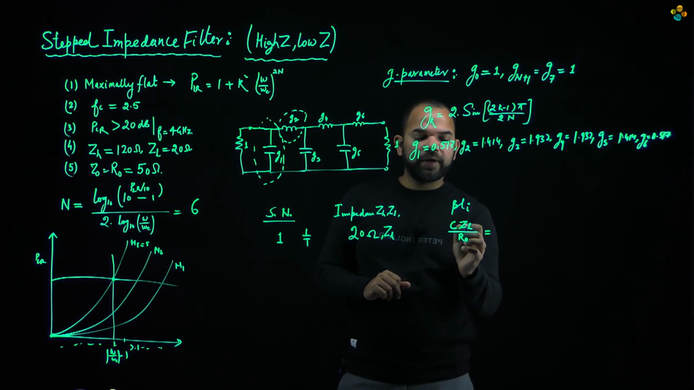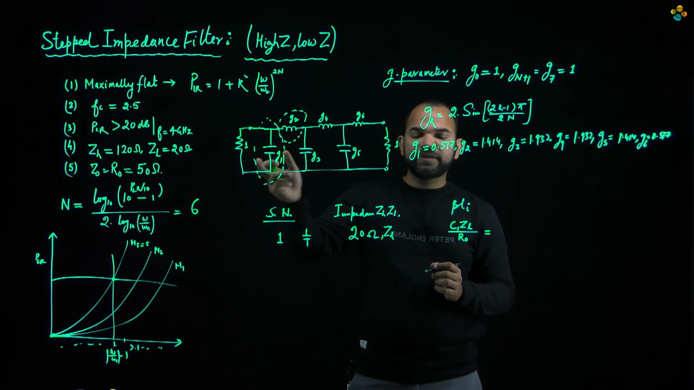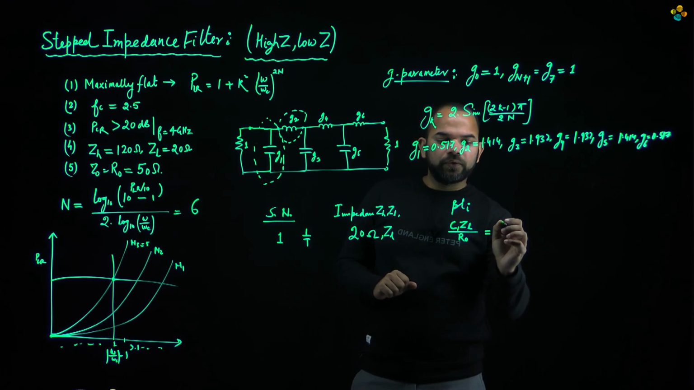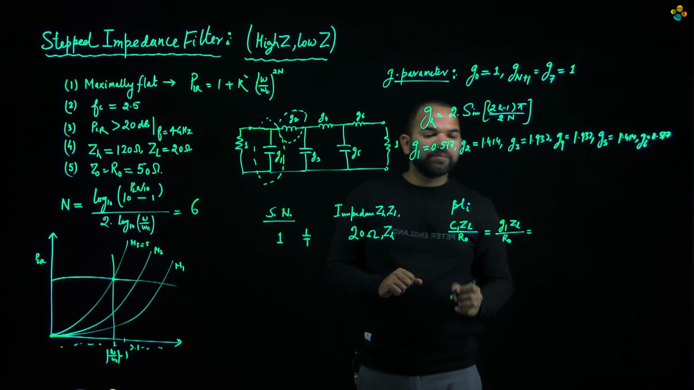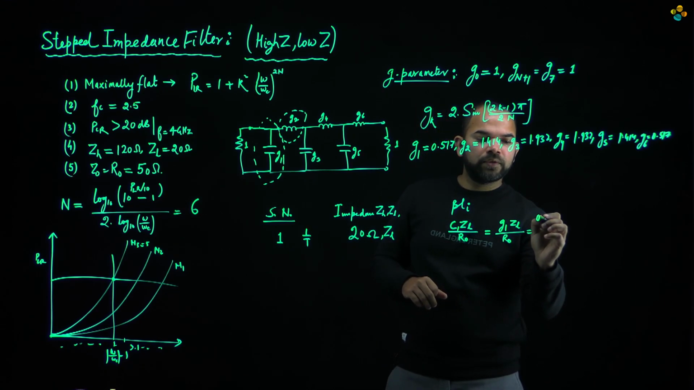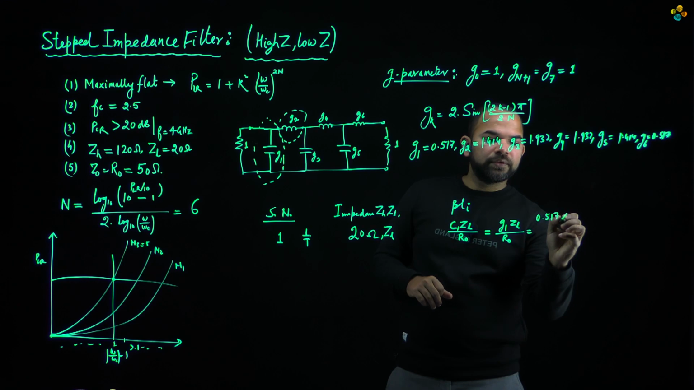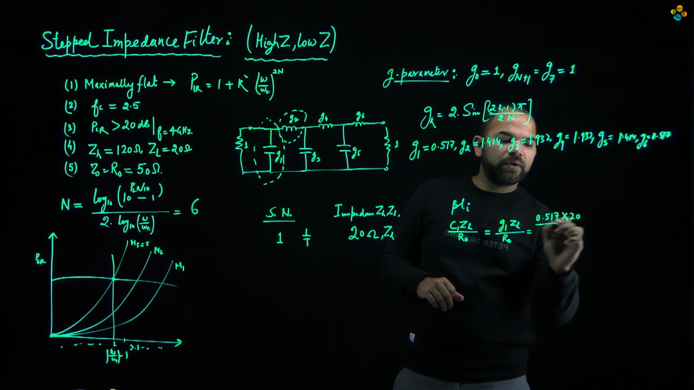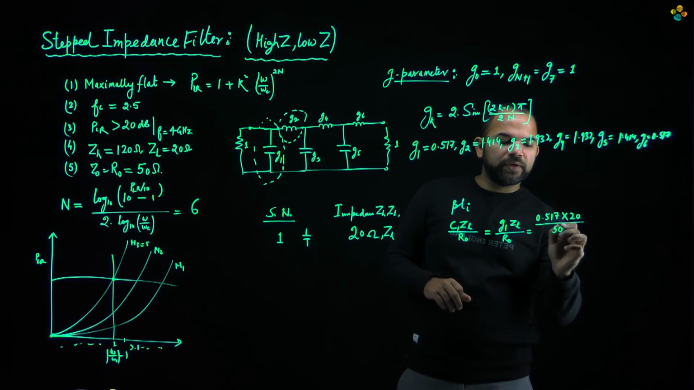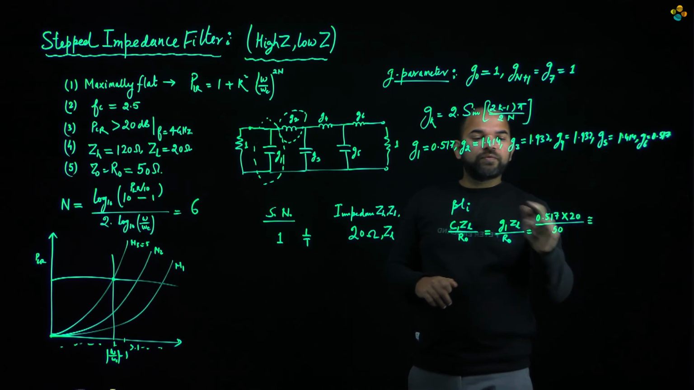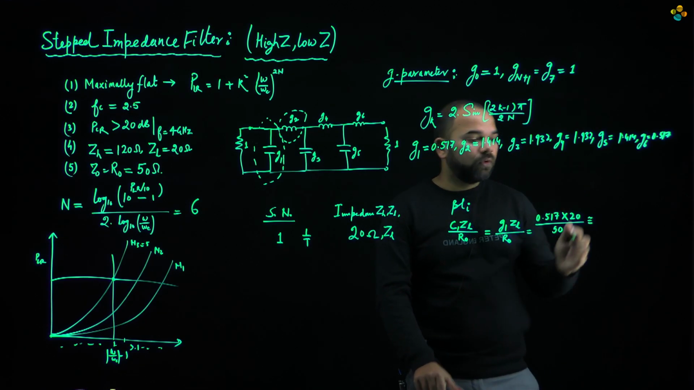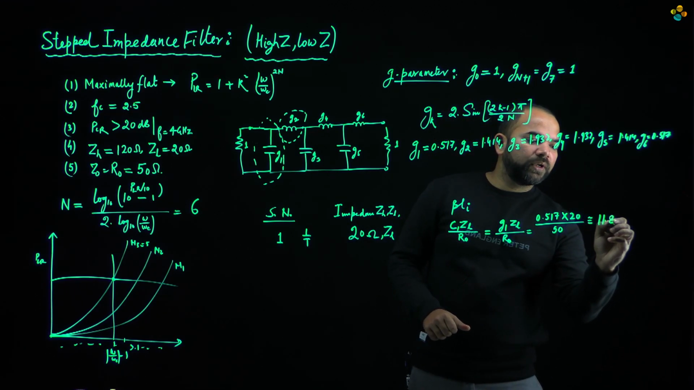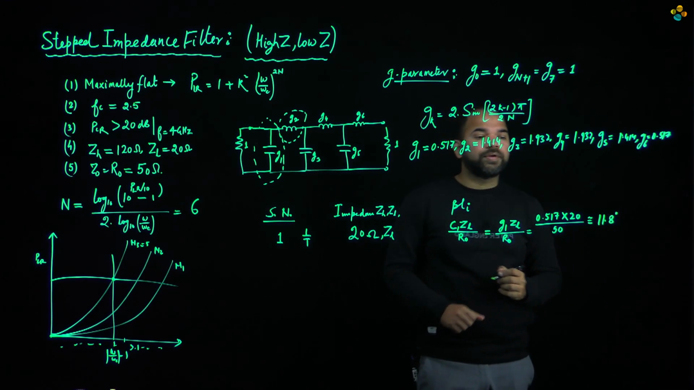So C here can be written as C1, and C1 is equivalent to G1. So this can also be written as G1 ZL divided by R0, which can simply be written as G1 is 0.517, ZL we have 20, and R0 we have 50. So if we solve this, its value is going to become in radian, and we need to convert it into degrees. So this value comes out to be 11.8 degrees.